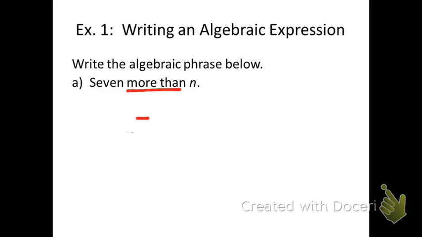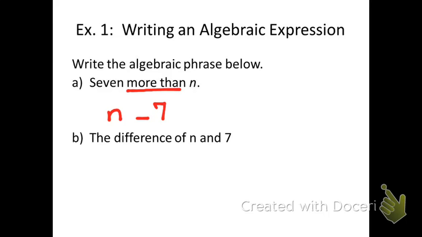So since it says 7 more than n, usually students will want to put the 7 in front and n in the back, but since it's more than or less than, you need to flip it and put n in the front and 7 in back. More than and less than are the only two words you would do the flip.